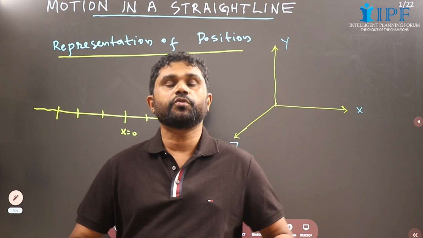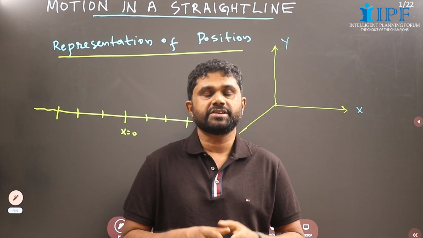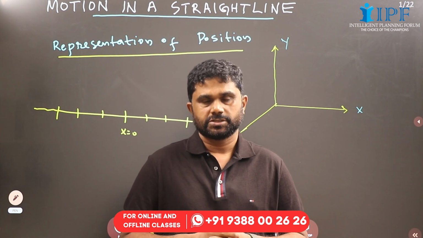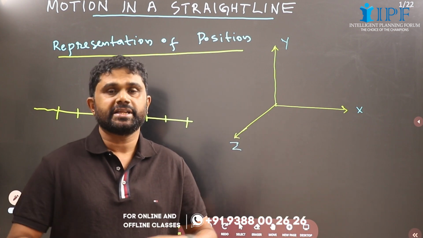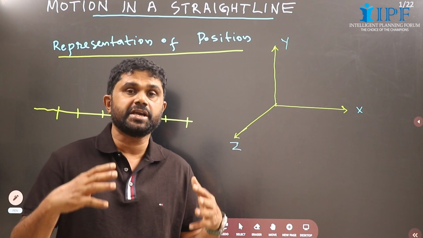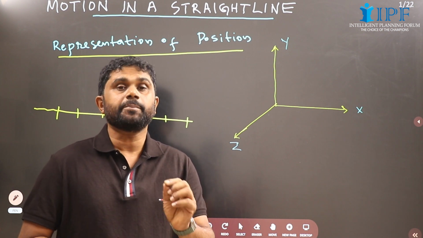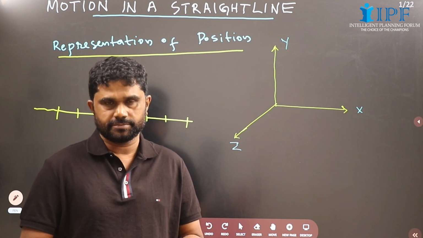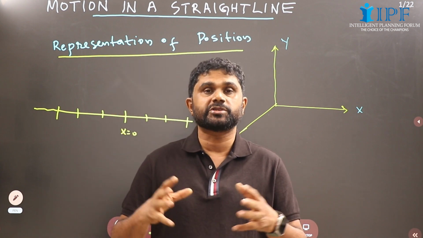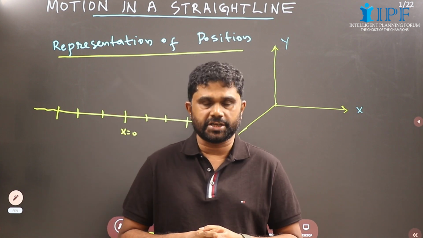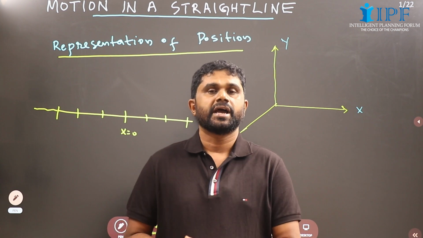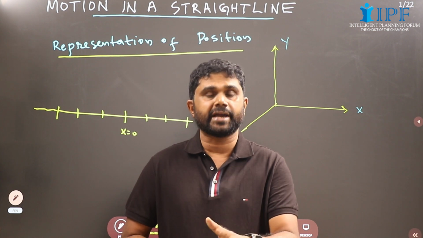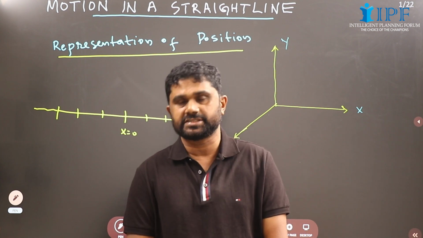But when a body is moving in a plane or a surface, we will have to use two coordinates to represent the position of the particle. Suppose the two coordinates are x and y. Then the x and y axes must be intersecting at the origin, and any point on that plane can be represented by two coordinates, x and y. But when a body is moving in three-dimensional space, we will require three coordinates, say x coordinate, y coordinate, and z coordinate. When the motion is restricted to a line, that line itself can be chosen as the x-axis.